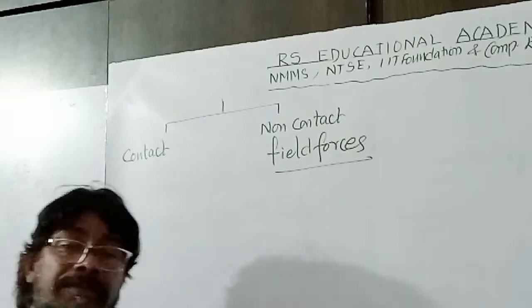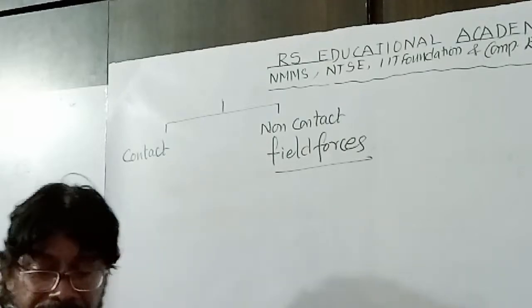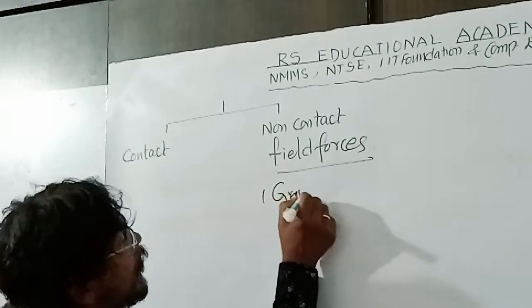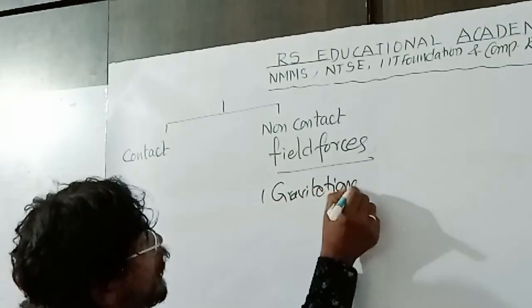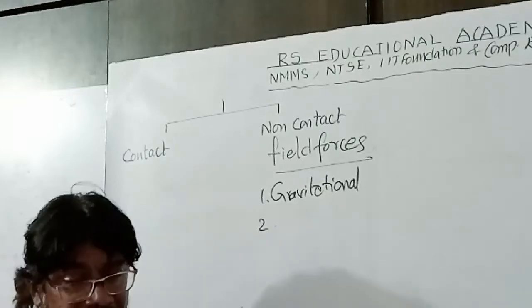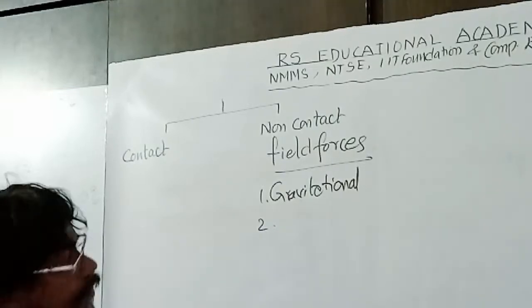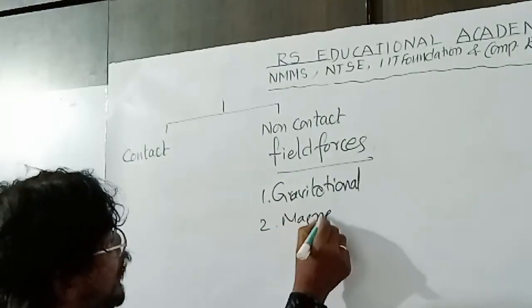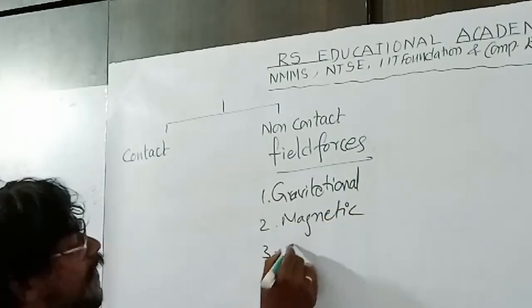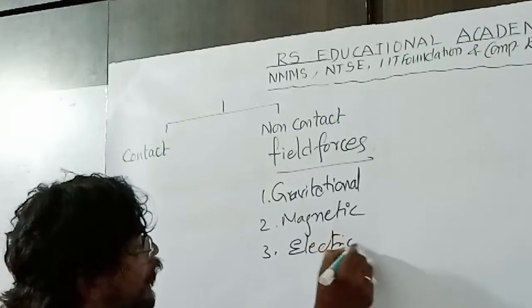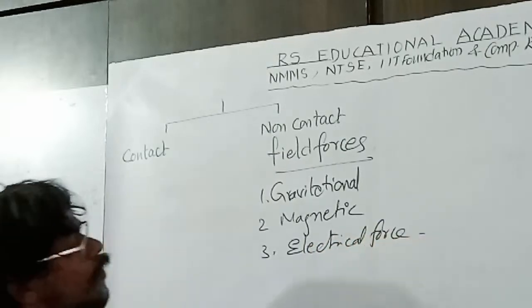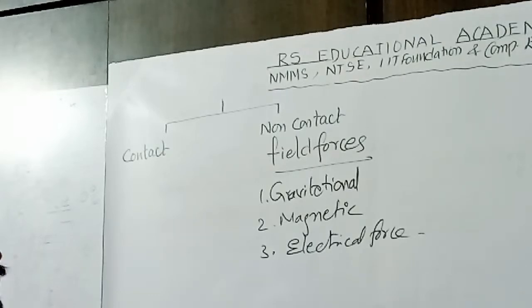One is what we say gravitational force. Another one is magnetic force. Third one is electrical. Gravitational force, magnetic force, ఎలక్ట్రికల్ ఫోర్స్.